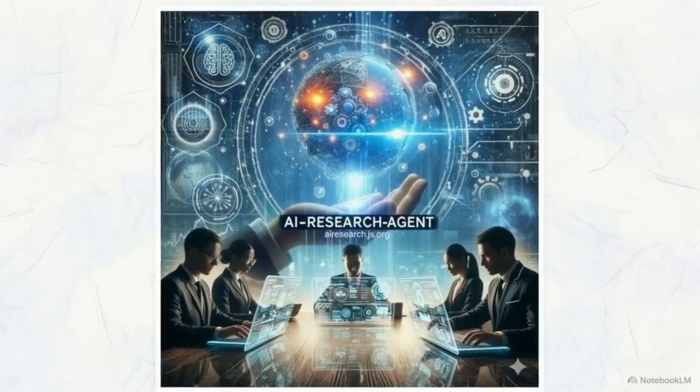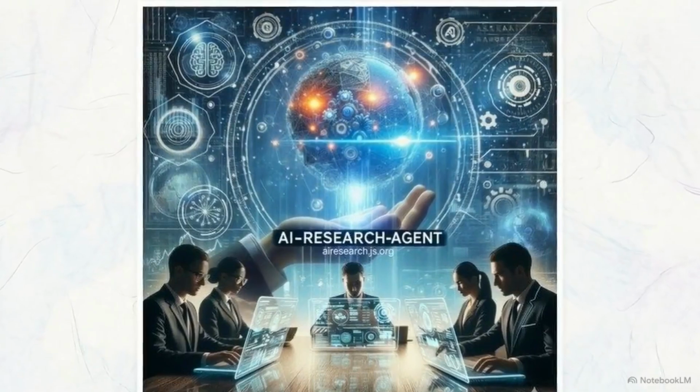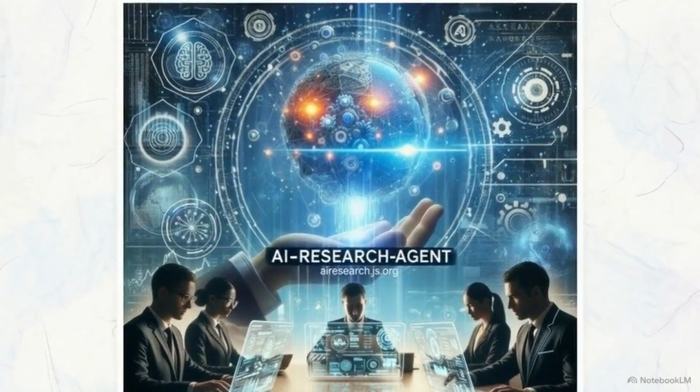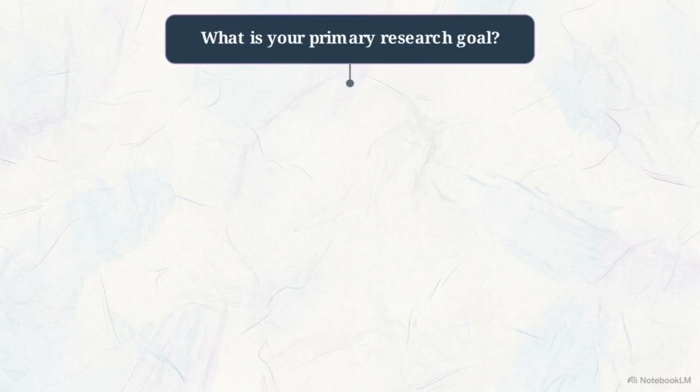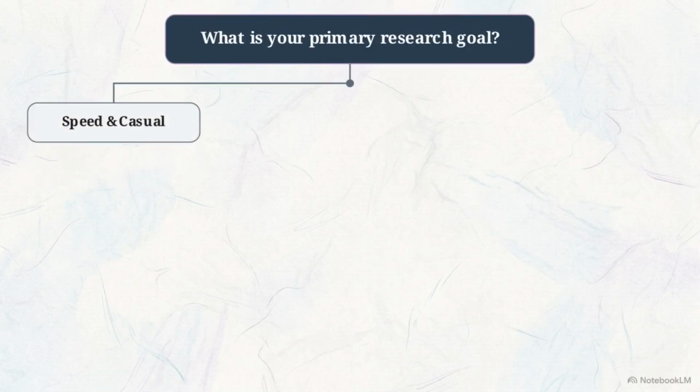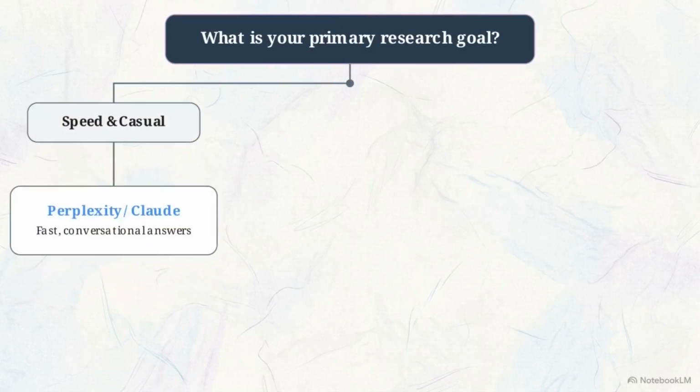Quick search functions as a comprehensive, structured methodology, requiring far more from the researcher than a simple search engine. This flowchart breaks down the final decision framework based on your primary research goal. If you need speed and casual queries, stick to Perplexity or Claude for fast conversational answers.